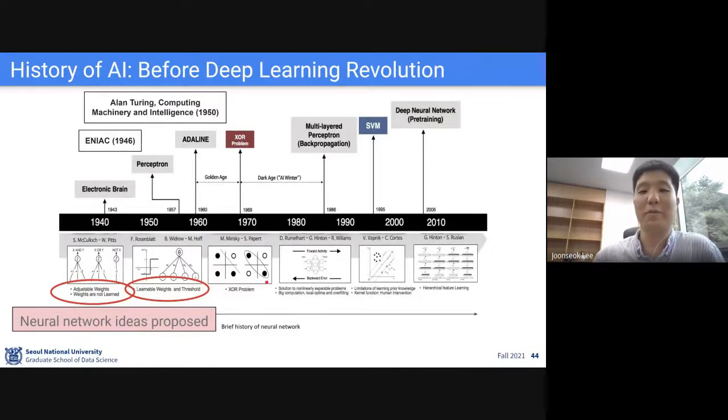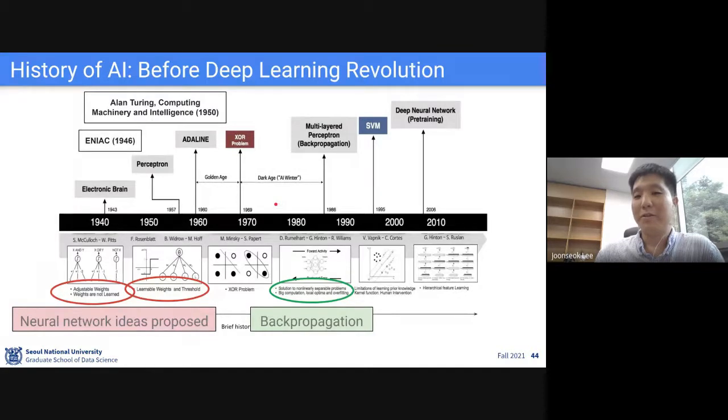But I don't want to talk more about the details here. Anyway, this was a very serious problem that even started the AI winter, or the dark age. All the funding agencies stopped funding AI projects just because of this. And it started the cold era of AI.